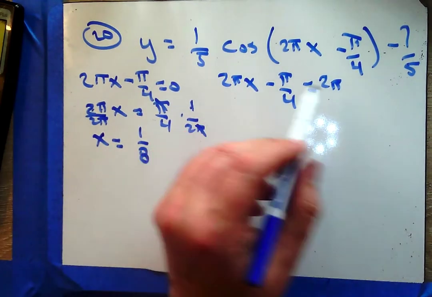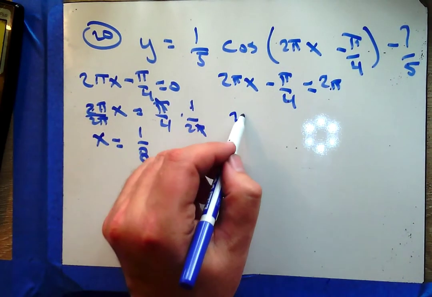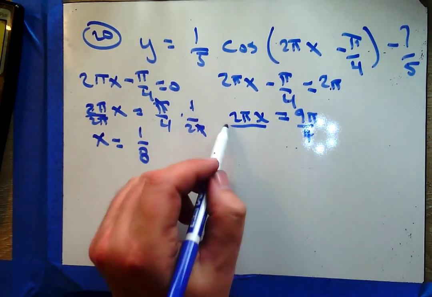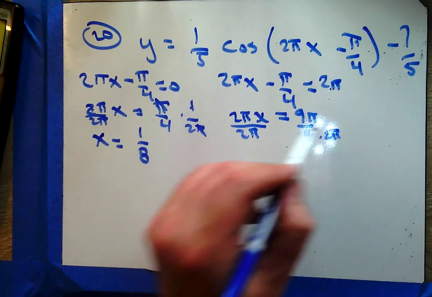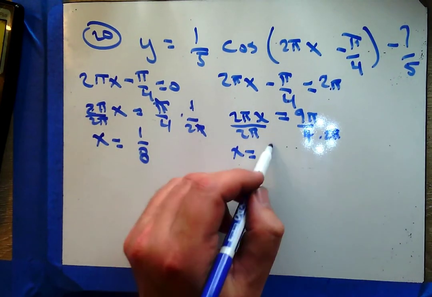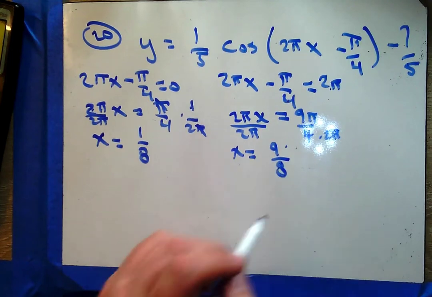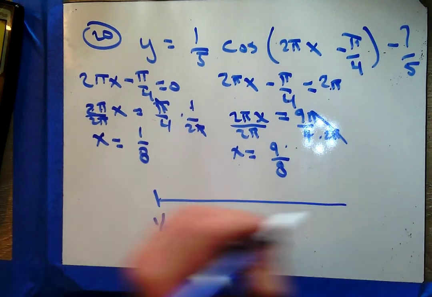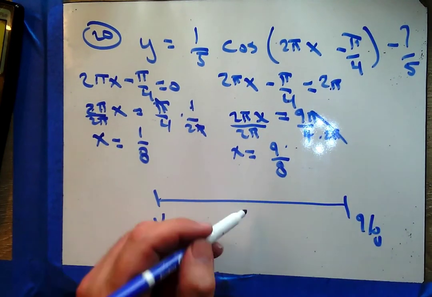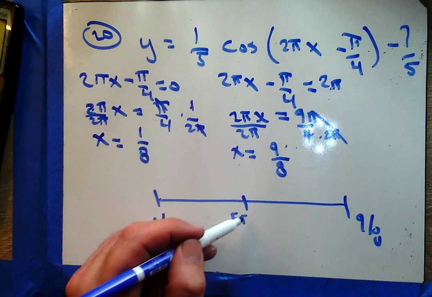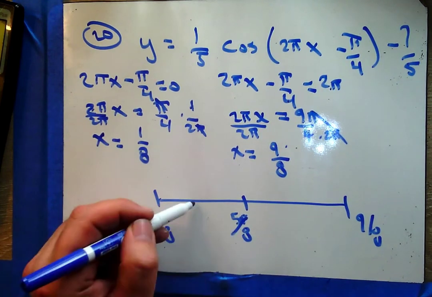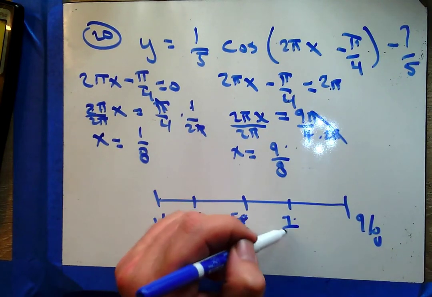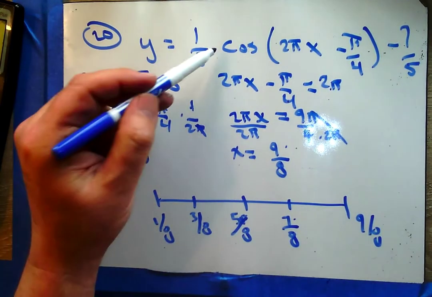What about here? Well, this is 8 pi over 4 plus 1 pi over 4 gives me 9 pi over 4. And then when I divide by 2 pi, I'm going to have x equals 9/8 because the pi's cancel. Okay, so my graph starts at 1/8 and ends at 9/8. Halfway in between would be 5/8. Here's 3/8. I'm so used to writing those pi's. 7/8.